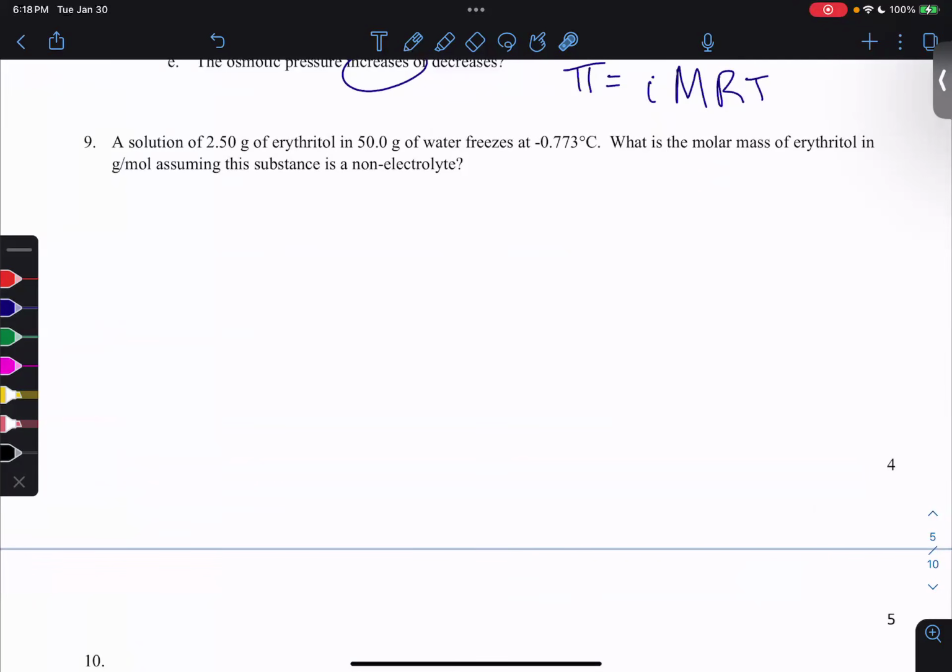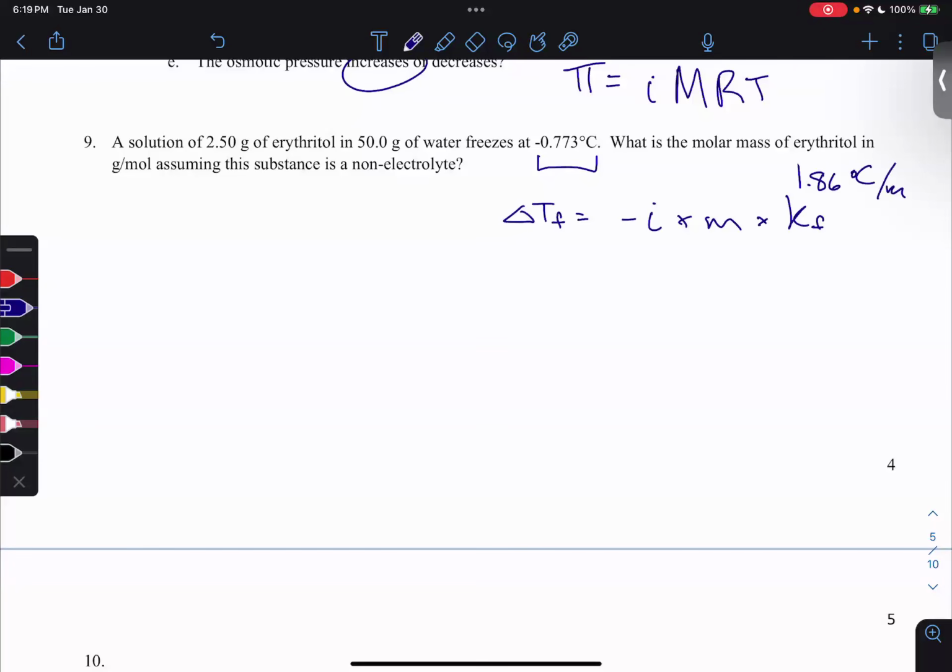A solution of that in 50 grams of water freezes at this temperature. What is the molar mass in grams per mole, assuming this substance is a non-electrolyte? So this is freezing point depression. Recognize that we use the freezing point depression equation, negative i times m, molality, times Kf. Kf is given in the supplemental. I think it's 1.81. Is that right? 1.86, at least that's what my key says. I don't know what the supplemental information says. So that's degrees Celsius per molal.